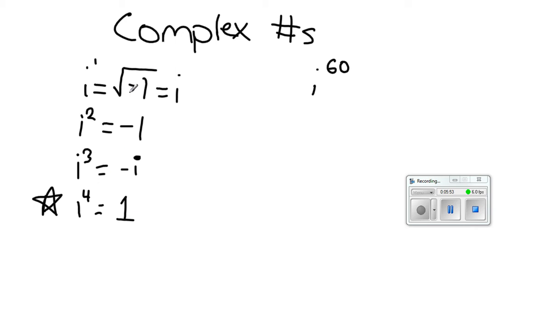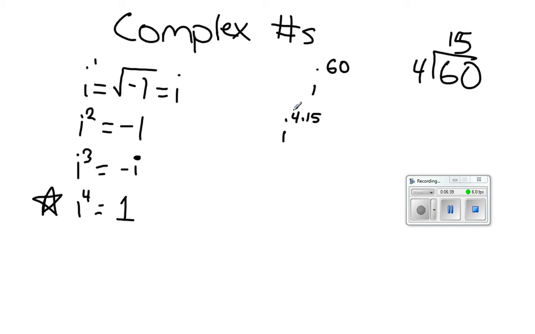Okay. So when we get to i to the 60th, you're thinking this is i raised to the power of 4 times something else, right? And you want to know what that something else is. If you forgot your factors of 4, we say what's 60 divided by 4? Quick, say 15. Very good, it's 15. So it's 4 times 15, and what's left over? Nothing, right? Just 60.